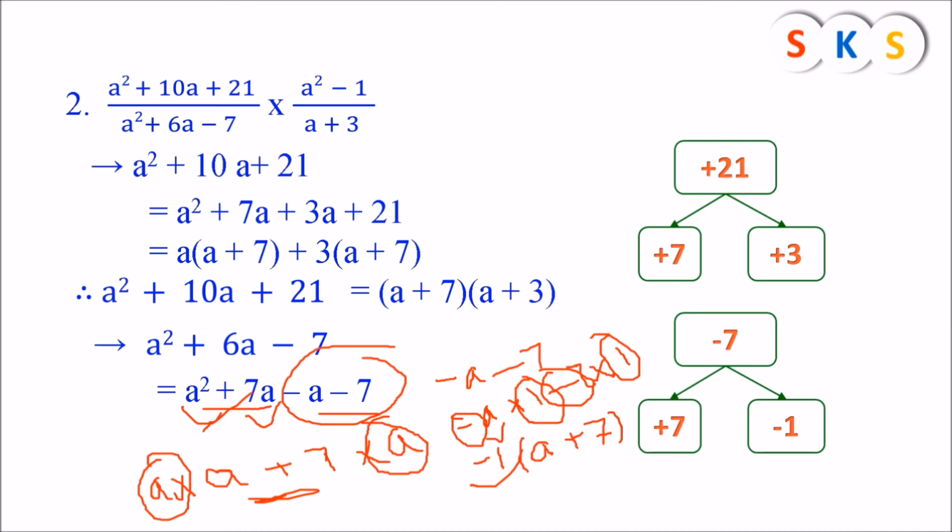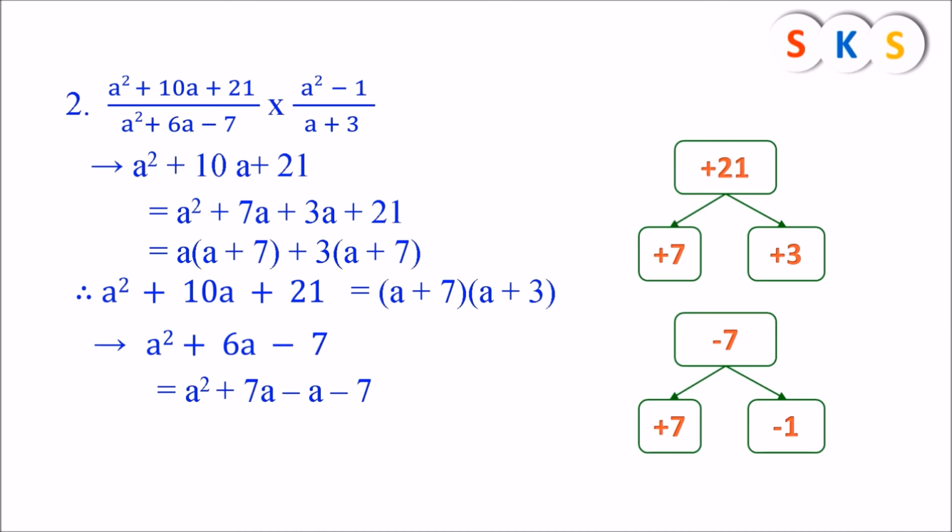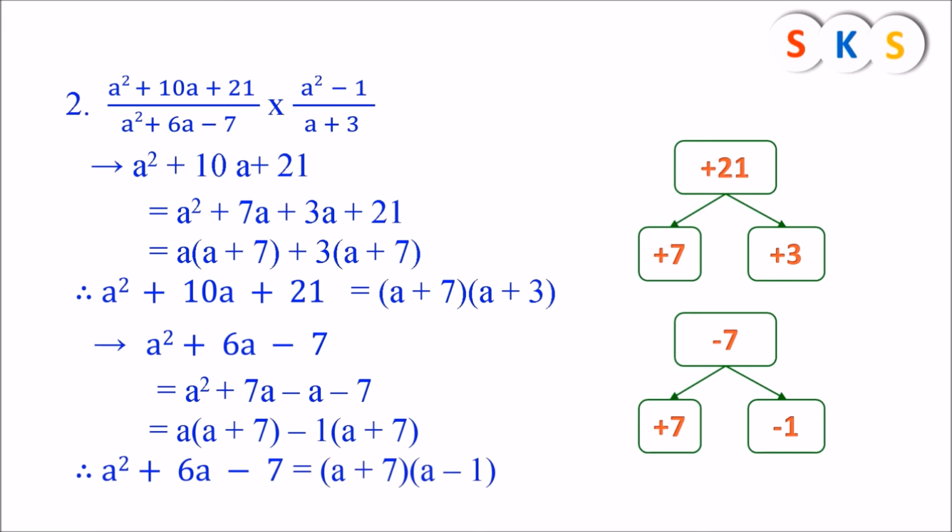This is the way we are going to solve the remaining part of this question. Let's see what we will get over here. We will get a into a plus 7 minus 1 into a plus 7. Now a plus 7 is there in both the groups, so we will write it in the first bracket. In the second bracket we will write a minus 1. So we got the factor of a square plus 6a minus 7.